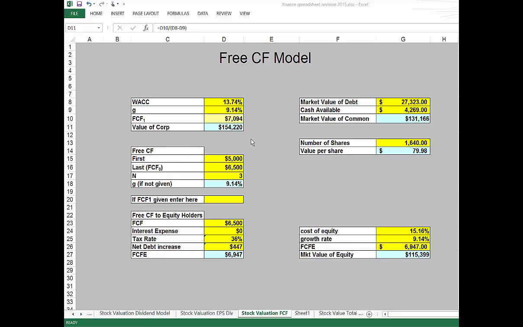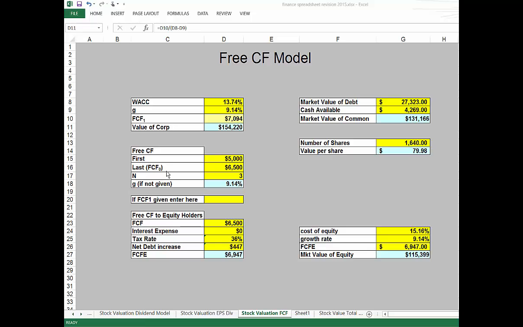We need to have some idea about the growth rate of free cash flow. We can do that with a present value calculation. Right here it calculates that 3 years ago it was 5,000, this year it's 6,500. That's a 9% growth rate. We could plug that number up above. Maybe we can get some forecasted information about how cash flows and earnings are estimated to grow, but we can again plug that information in there.